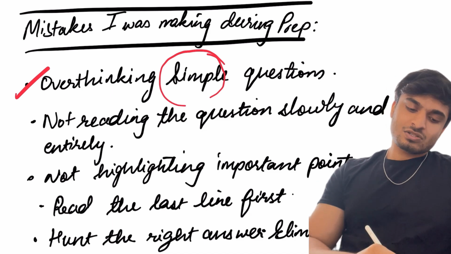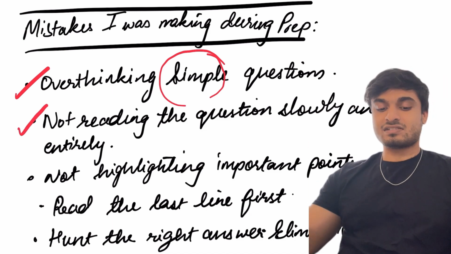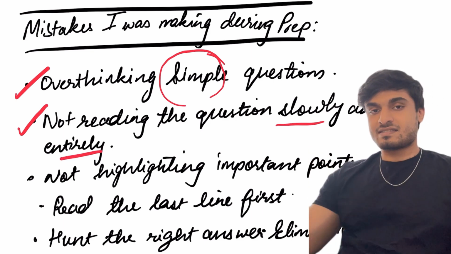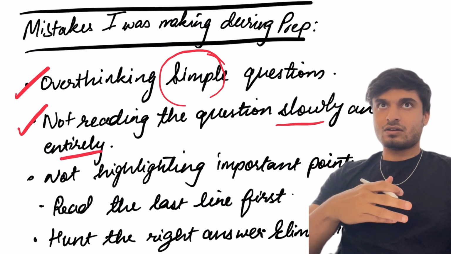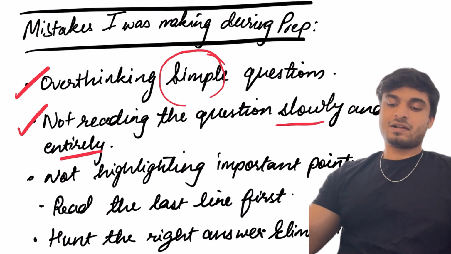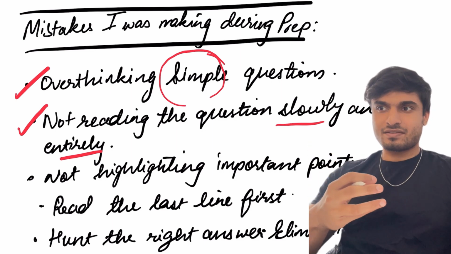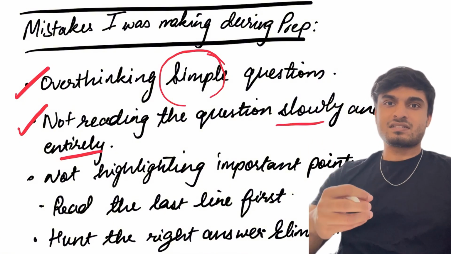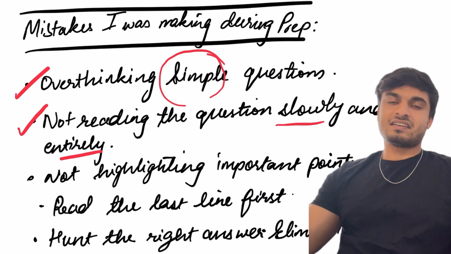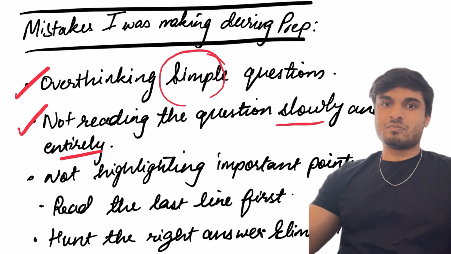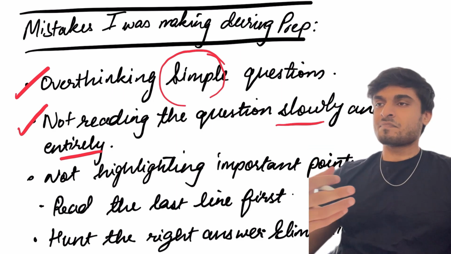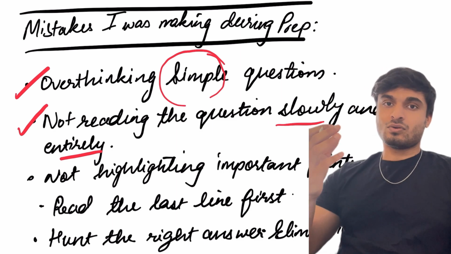Another thing was not reading the question slowly and entirely. During the beginning of my preparations, I realized that I would read through the question really fast and lose out on certain bits and pieces of information, things that I would consider not important, like their medication history, for example, or their past medical history, or their age, which is really important.